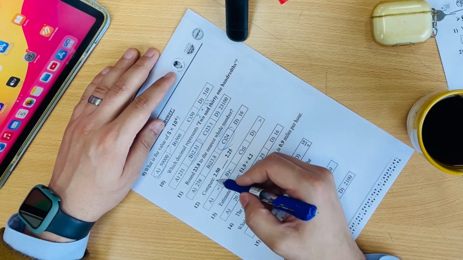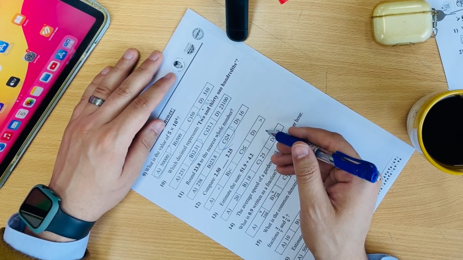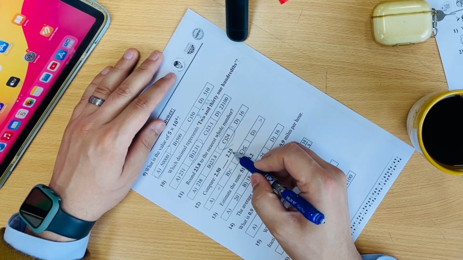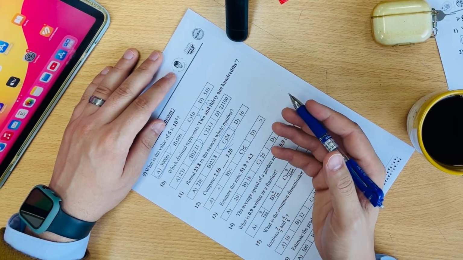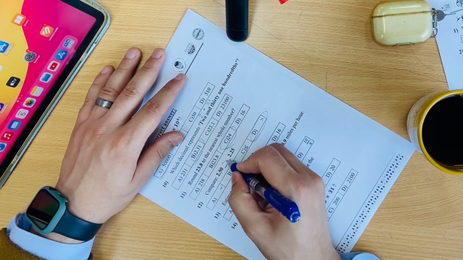Now we need to compare 2.50 and 2.25. Which one is greater? Of course, we have the same number of digits in the decimal parts. Here 25, here 50. Which one is greater? Of course, 50. So the answer will be D.